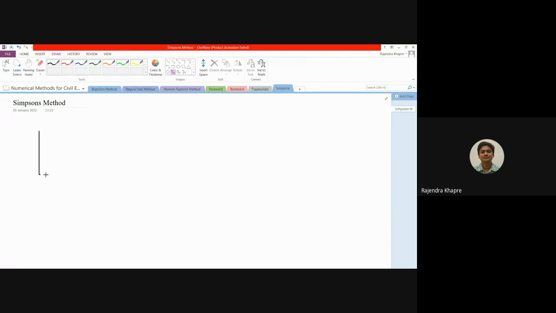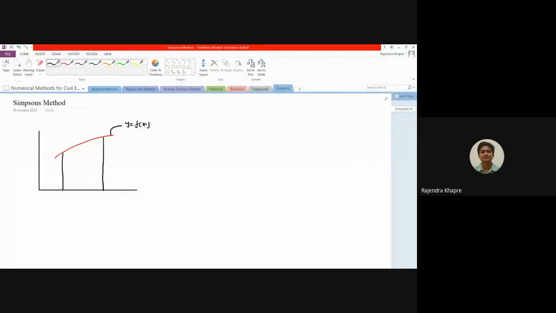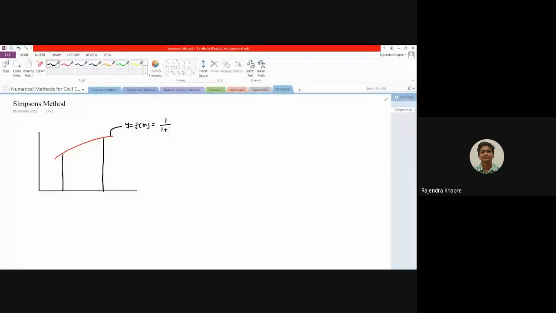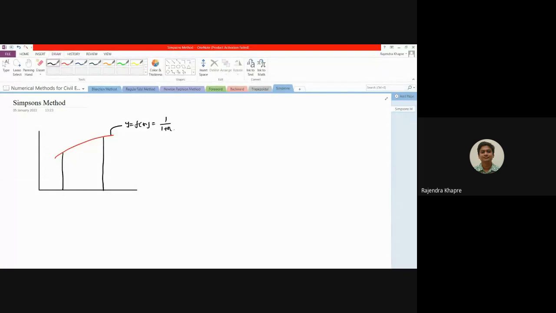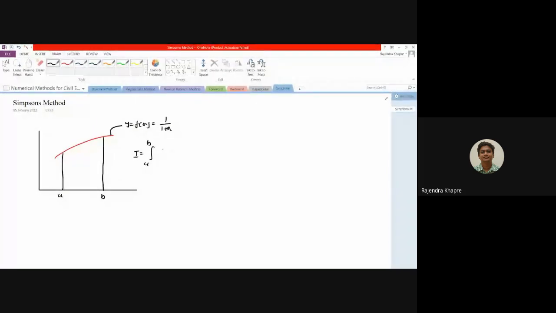So here we have a curve which is like this, and we are interested in the integration of this curve. This curve has a function, y as a function of x, and if you remember, we had taken the function of x as 1 upon 1 plus x in the previous class. We have to integrate between the limits a and b. So basically I want to find the value of I, integration from a to b of 1 upon 1 plus x dx.